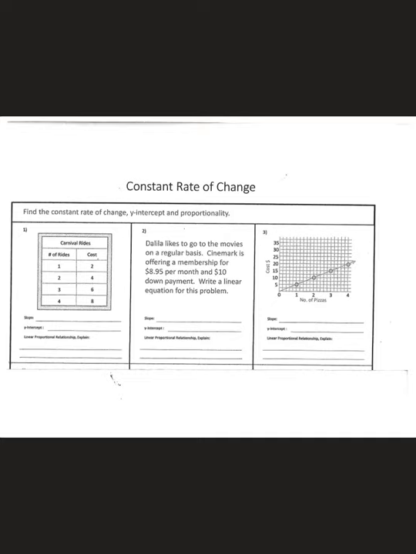Okay guys, this is a quick review of rate of change or slope, which is the same thing. You're going to identify the slope and y-intercept from each graph and then write the equation. Alright, number one, from a table.